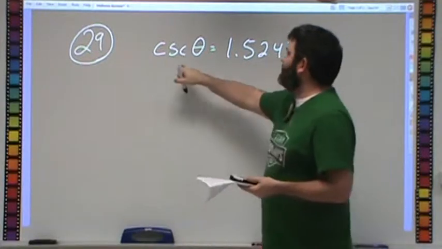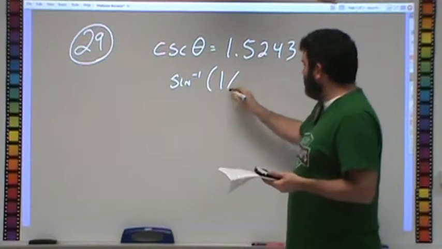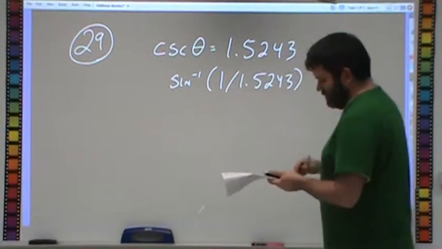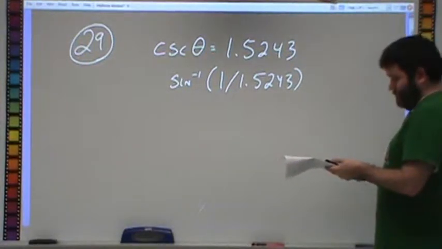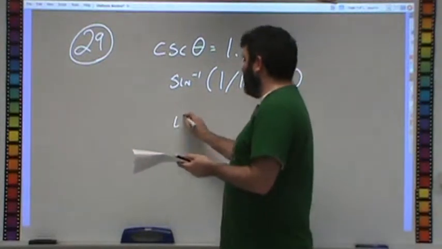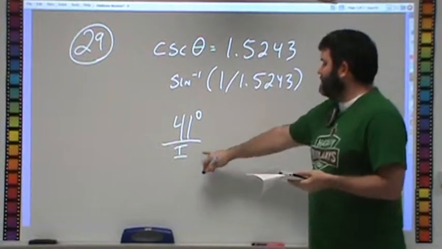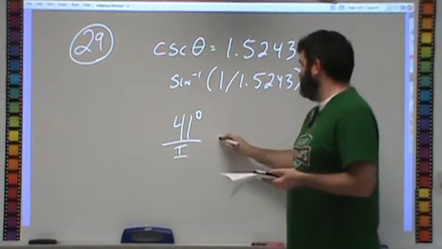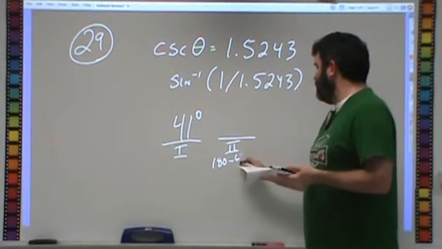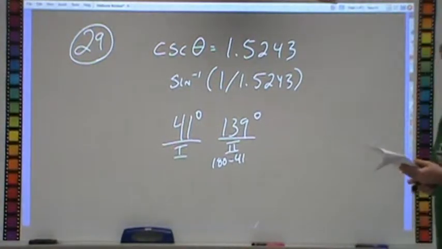0.5243. Remember, when I hit second sine, I've got to do 1 divided by 1.5243 because it's the reciprocal. All right, so second sine, 1 divided by 1.5243, and that gives me, if I round it, 41 degrees. I want that because it was positive. Quadrant 1 is positive. Sine's also positive in quadrant 2. My quadrant 2 answer is 180 minus the 41, which will give me 139. And so those are my answers.